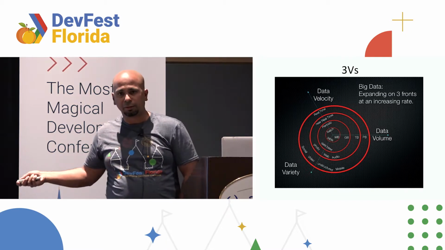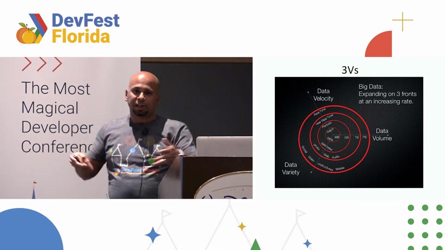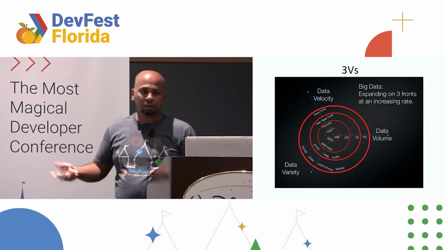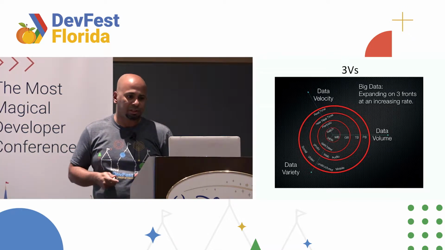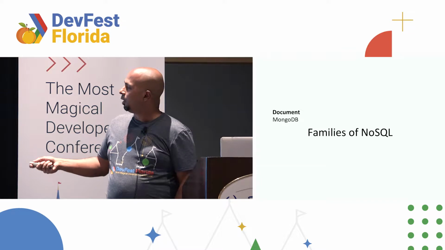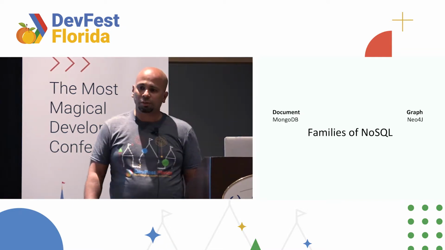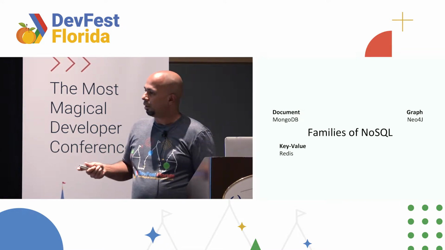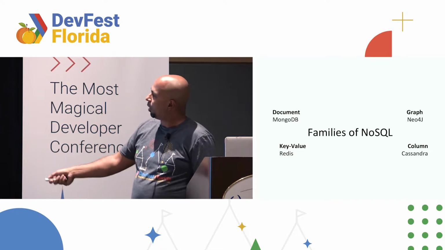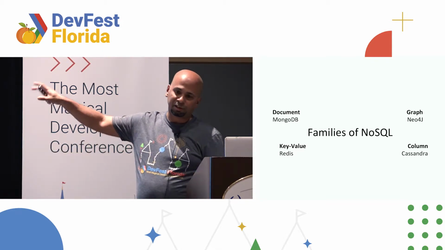So variety is not just the file formats, it's also the variety of schemas, a variety of the actual data format. So use this as one of the deciding criteria on if you want to choose a NoSQL database or not. Families of NoSQL, you have document-based NoSQL databases, for instance, MongoDB, graph NoSQL databases, Neo4j, key-value, Redis, column-based, which is Cassandra. So if you ever hear about these types of databases, you can use this as a disambiguation matrix.